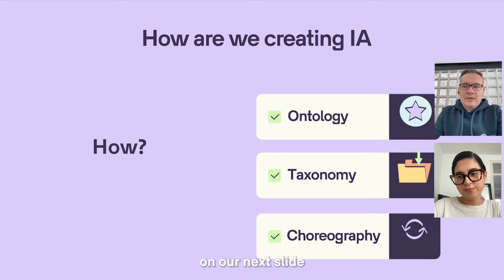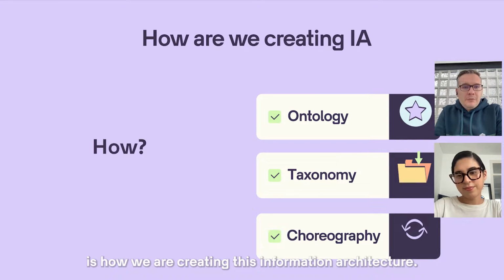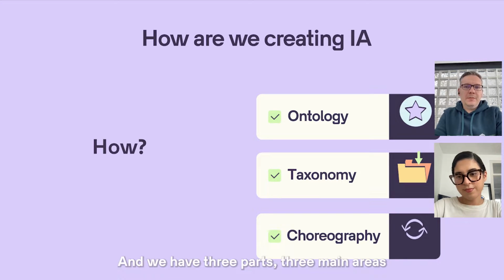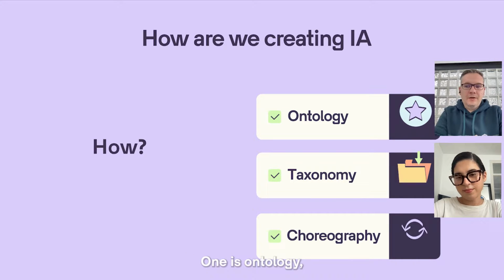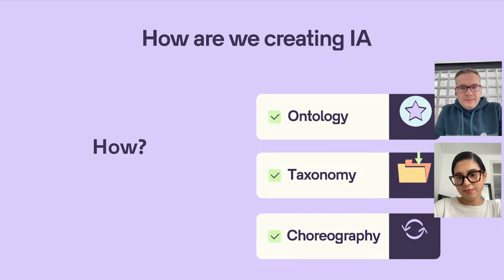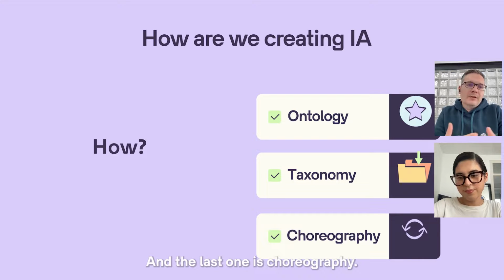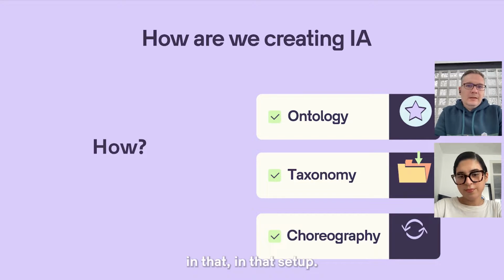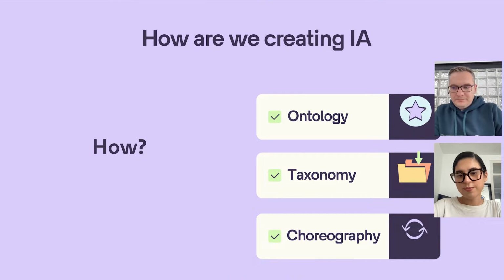Going to our next slide is how we are creating this information architecture. And we have three parts, three main areas, or three main focus points. One is ontology, what we mean when we say what we say. The other one is taxonomy, how we order things. And the last one is choreography, how everyone is using that information in that setup.